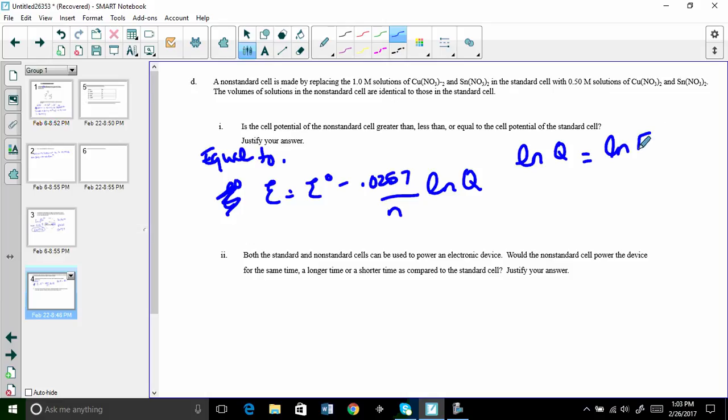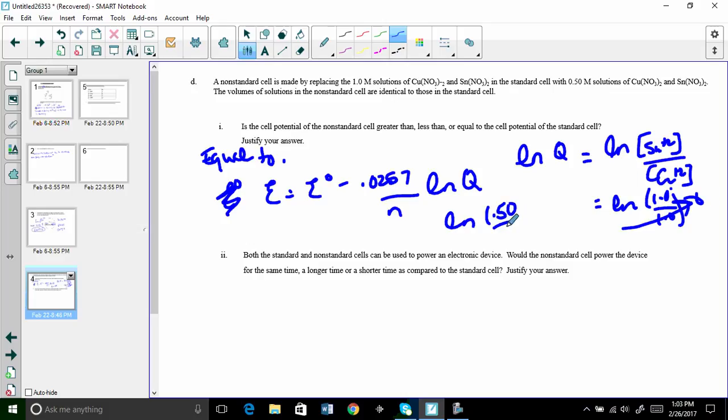ln of the tin concentration over the copper concentration. And when these are both 1, 1 divided by 1 is 1, and the natural log of 1 is 0. And the crazy part is when these are both 0.5, it's still 0. 0.5 divided by 0.5 is 1, which means this term drops out. Because both of these give ln Q equal to 0, that's why it's equal to.